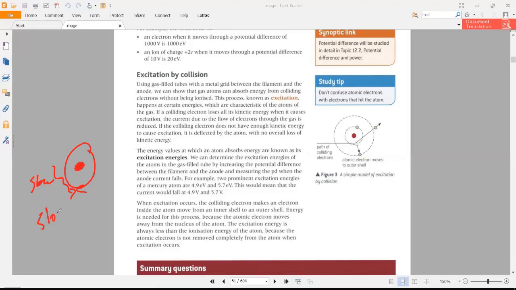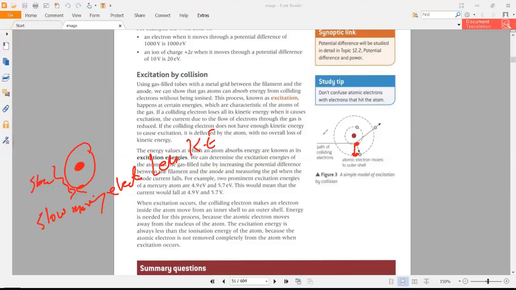Slow moving means less kinetic energy. So if the kinetic energy is less and it falls on this electron, then the energy is not enough to excite this electron toward this shell. That is less than the energy difference of these two shells. That's why the electron will remain in this orbit. It will not absorb the energy of this electron.